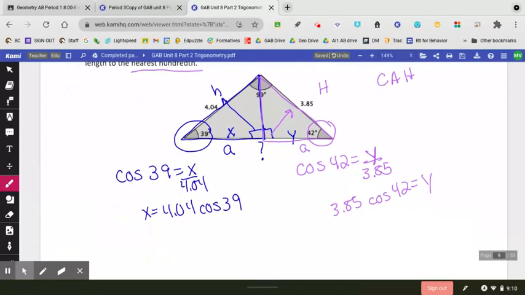So what I'm really going to do on my calculator is add those together. So I'm going to do 4.04 cosine of 39 plus 3.85 cosine of 42. And I'm going to do that all on my calculator to get my final answer.